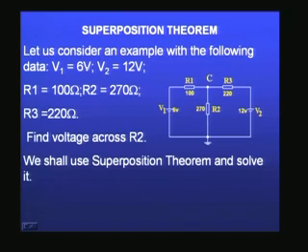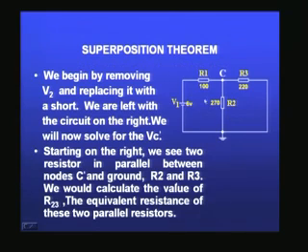So I will quickly take an example. V1 is equal to 6 volts, V2 is equal to 12 volts here, and the resistors are R1 is 100 ohms, R2 is 270, R3 is 220, and we want to find out what is the voltage across R2. We shall use the superposition theorem as an example. Now what do we do? First we remove V2 and connect a short in that place. V1 is 6 volts, and I have 100 ohm here, 270, 220.